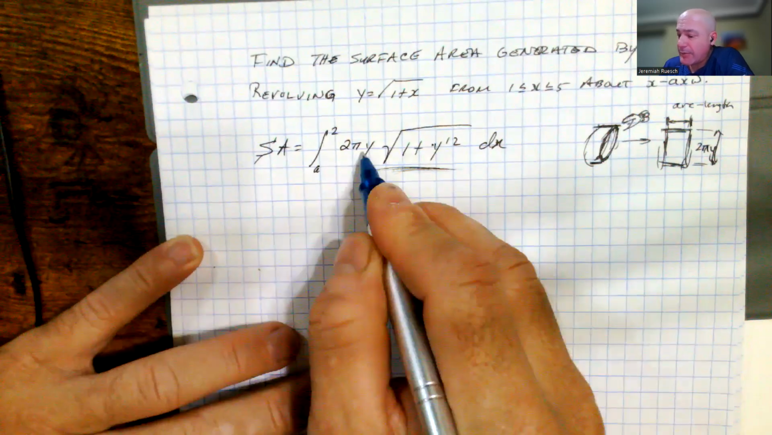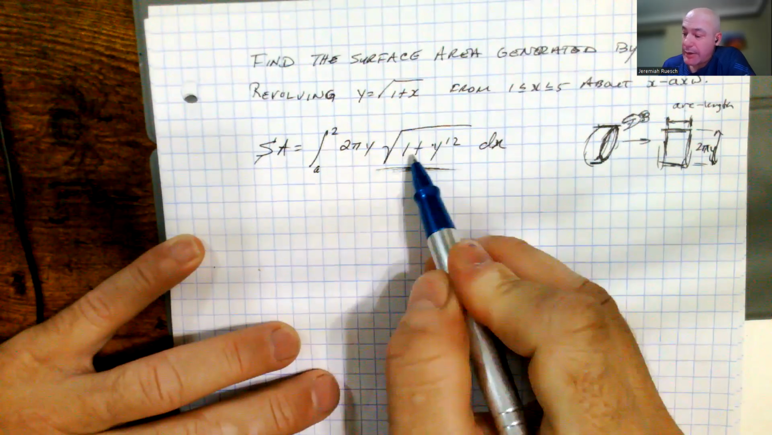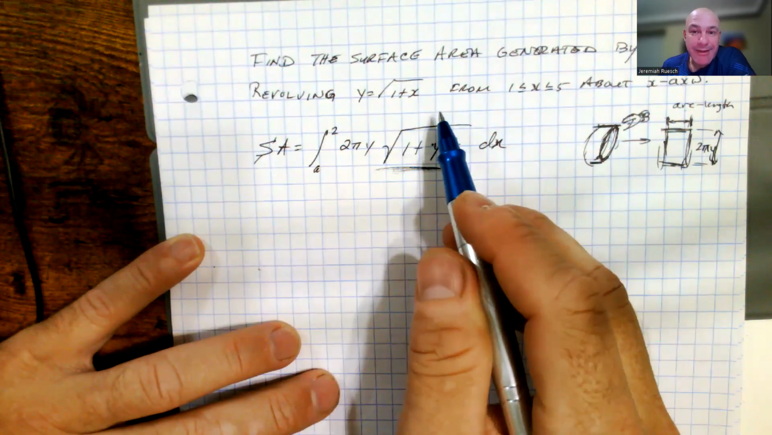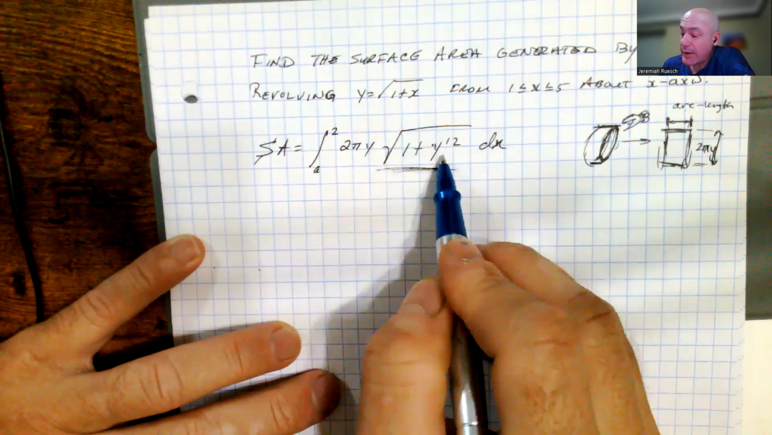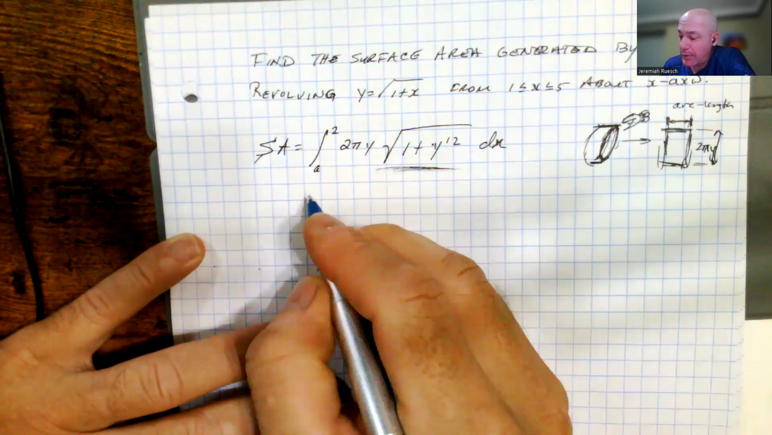Okay. Anyway, just like I did with the arc length, I'll take the derivative of this, square it, and then add 1 to it, and then plug all that stuff back into the integral to see what we can do with it.